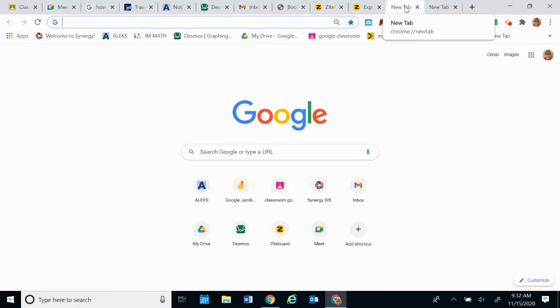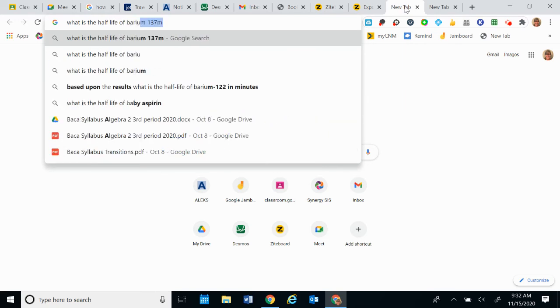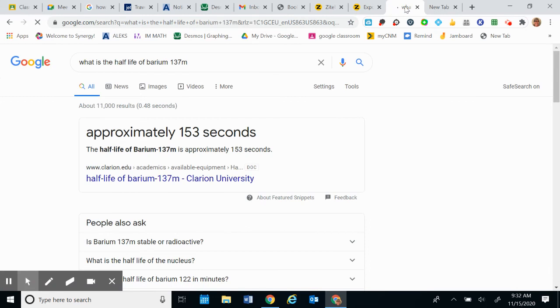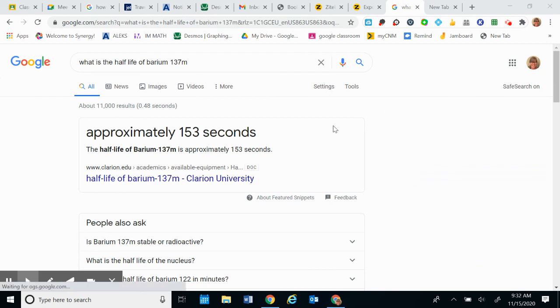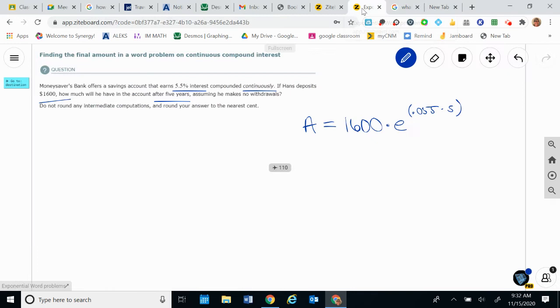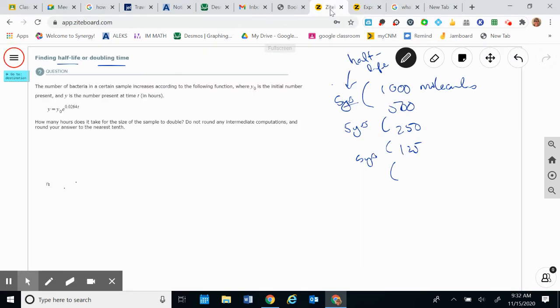Real quick, sorry. What is the half-life of barium? Because they put it in you, 153 seconds. So you can see that it's much less. So that basically gives them a couple minutes, I guess, to do that. That's really interesting. Okay, all right, here we go. Back to this one. Let's take a look at this.